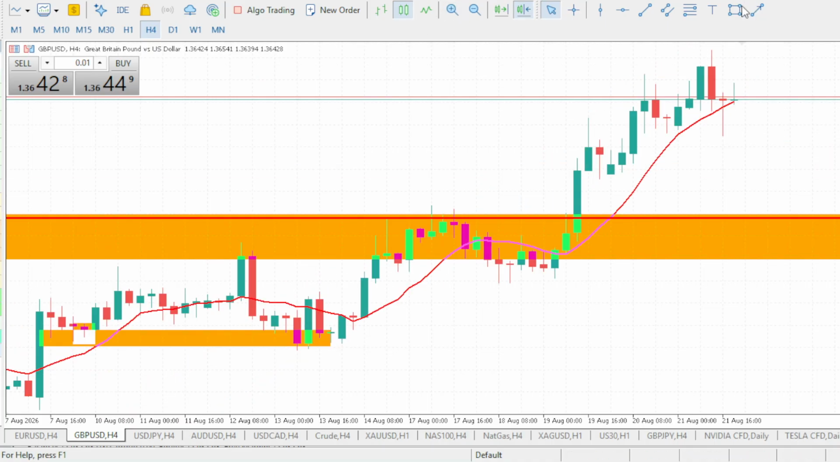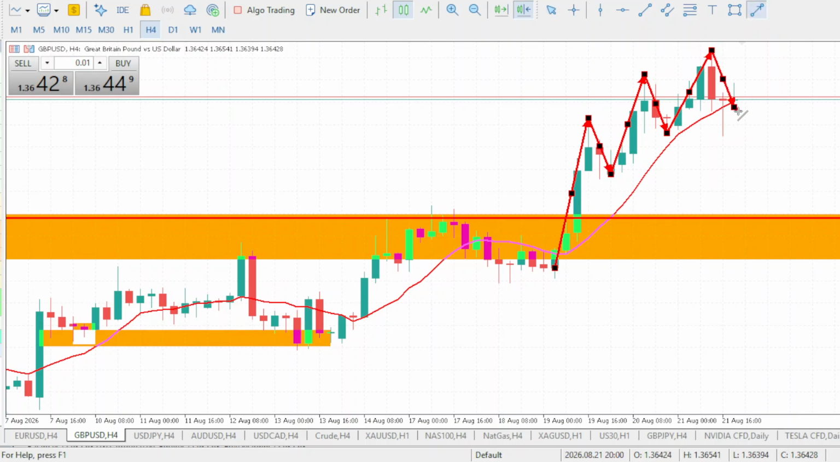If you zoom in right here, guys, we are at this high and the market was able to give us a higher low. The market then gave us a new higher high, and here comes the higher low. The market then pushed up again to form a new higher high. Here comes the higher low, which is a pullback.